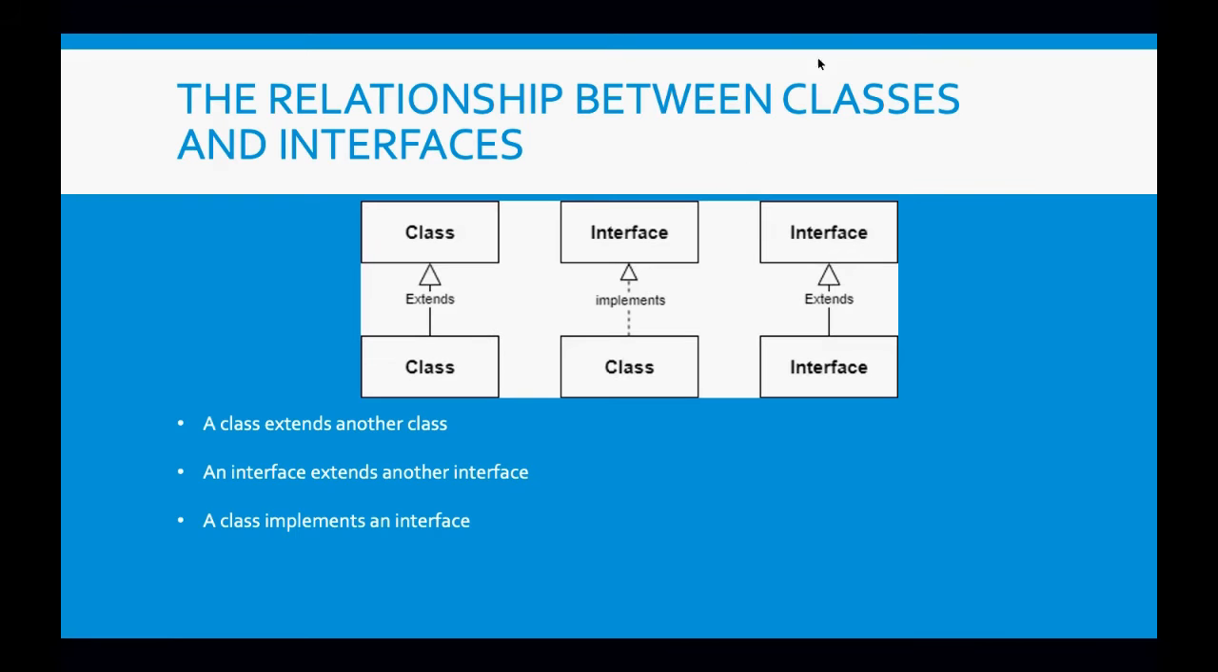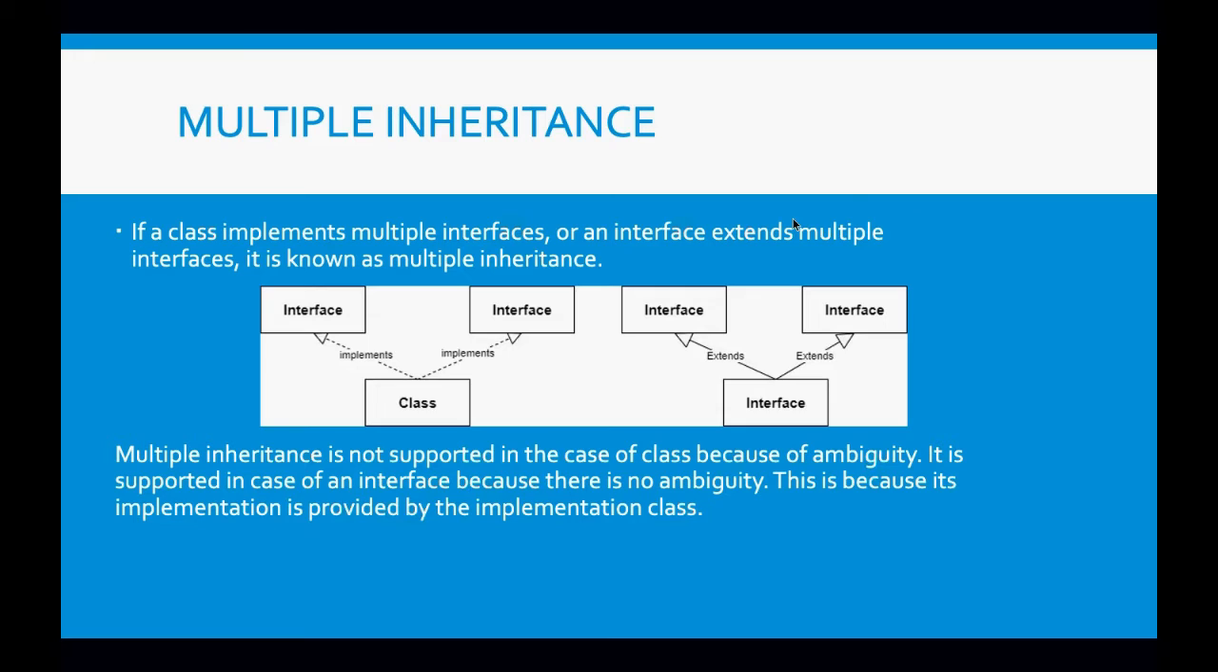And like I said, a class can extend another class. A class can implement an interface, and an interface can extend another interface. So this is what brings about multiple inheritance in Java. Because a class can implement multiple interfaces, and those interfaces can extend other interfaces, multiple inheritance is brought about. But it is not supported in class. You cannot extend more than one class because of ambiguity, because of complexity.